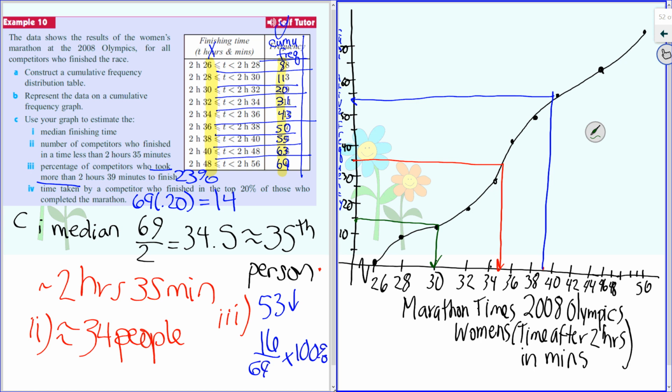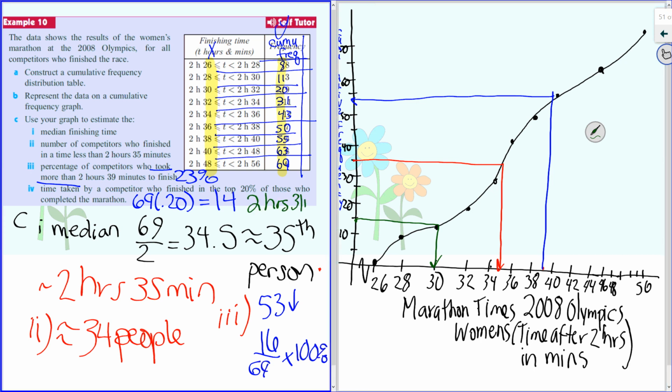Yeah, it has to be above 30. I feel like my graph's a little messy. Maybe 31. Did anyone else get around 31? So this would be 2 hours, 31 minutes. And if it's approximate, you can put that little wiggly symbol saying you're not sure. So if you were in the top 14 runners, you were in the top 20%. The way I calculated that is 69 times 20. That tells you how many people are in the top 20%.